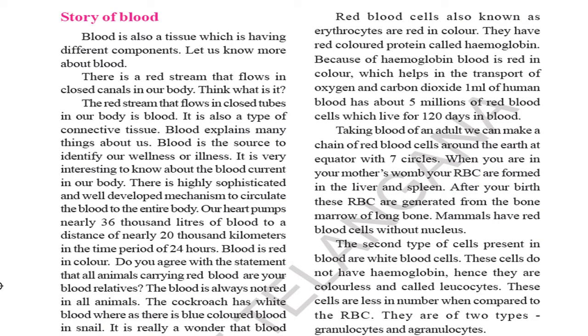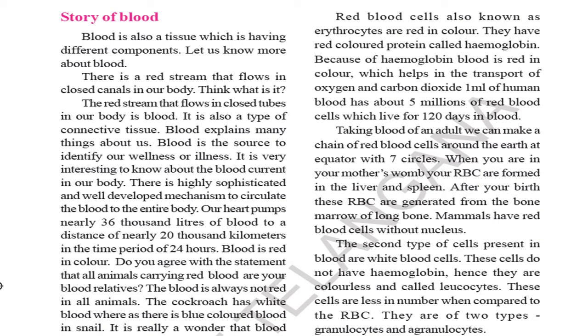When you are in your mother's womb, your RBCs are formed in the liver and in the spleen. After your birth, these RBCs are regenerated from the bone marrow of a long bone. Mammals have red blood cells without nucleus. The second type of cells present in the blood are white blood cells. 2 types of blood cells are present, red blood cells and white blood cells. Red blood cells are red because of hemoglobin.